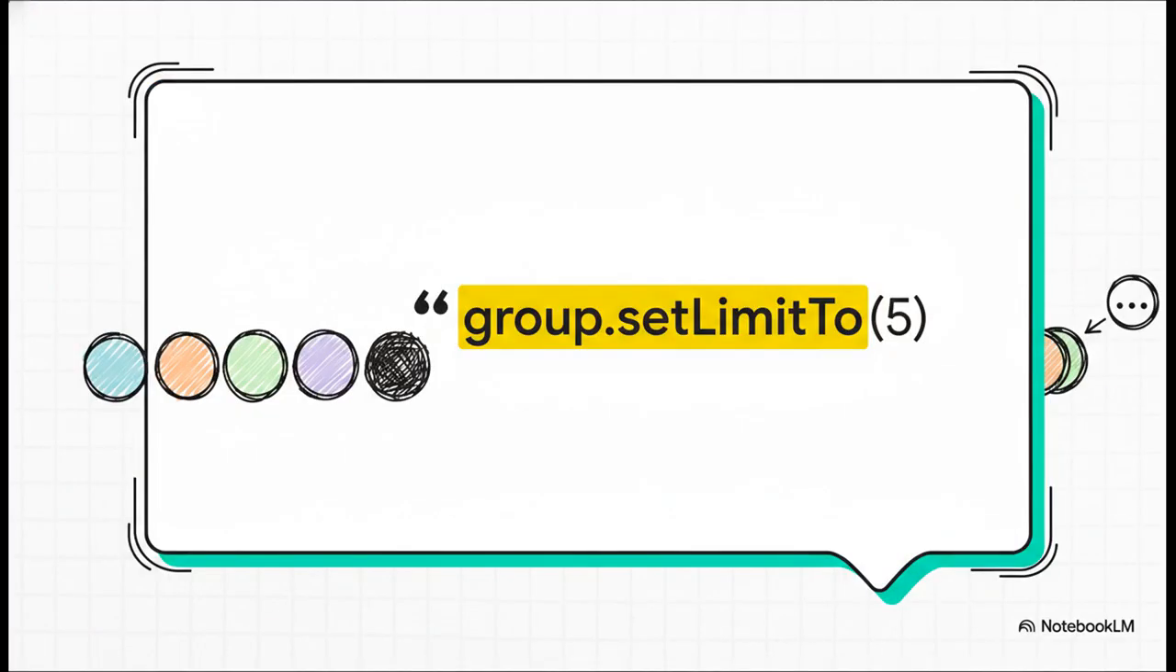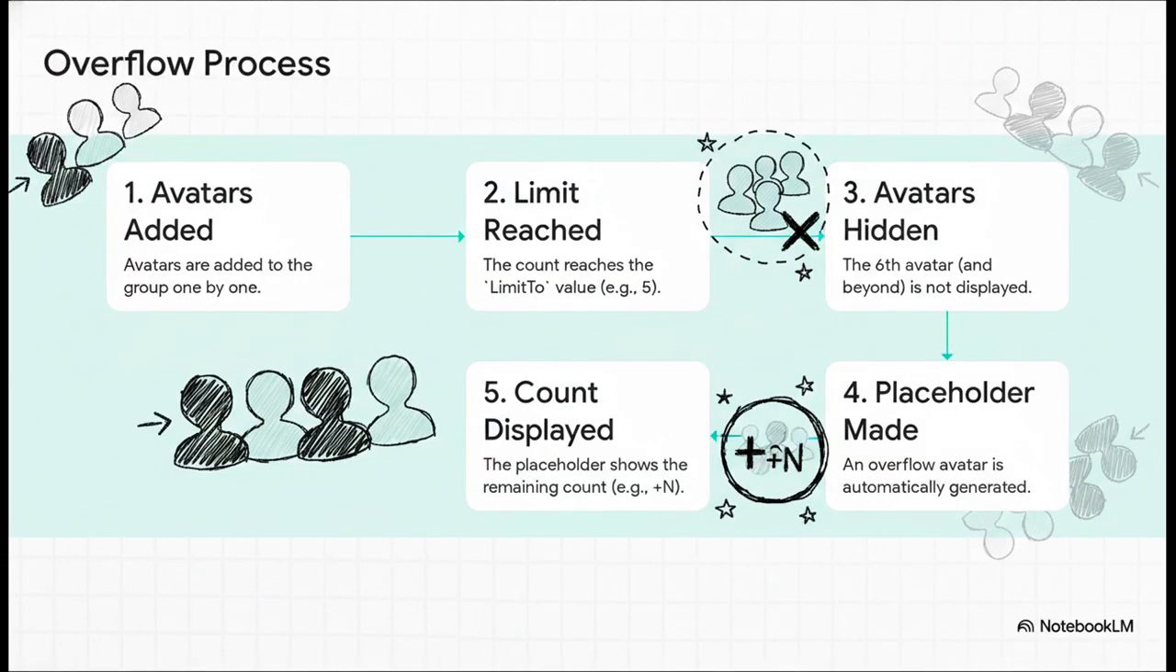And again, the code for this is incredibly simple. This single line sets the maximum visible avatars to 5. The moment you add a 6th avatar, it's going to trigger that overflow logic. So let's just walk through what happens under the hood, because this is all automatic. You start adding your avatars. The component's keeping count. The second you add one more than your limit, say the 6th one when your limit is 5, it just stops rendering new avatars. Instead, it creates a special placeholder and does the math for you.